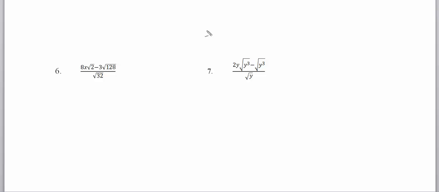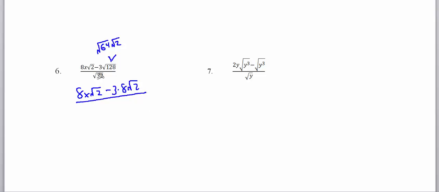So one way we can do it is we can look at breaking all of these down as far as we can go. In this case, the second term here can be broken down into the square root of 64 times the square root of 2, which then the numerator would become 8x square roots of 2 minus 3 times 8 square roots of 2.